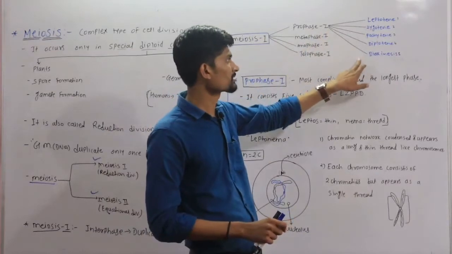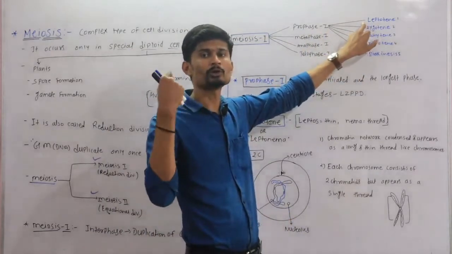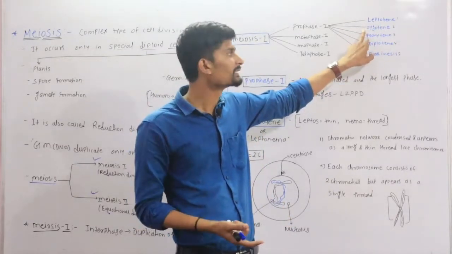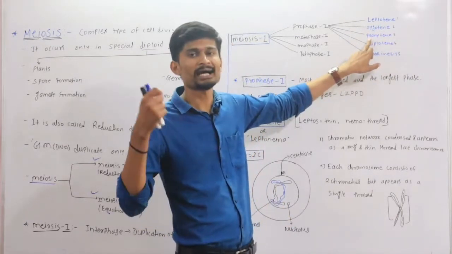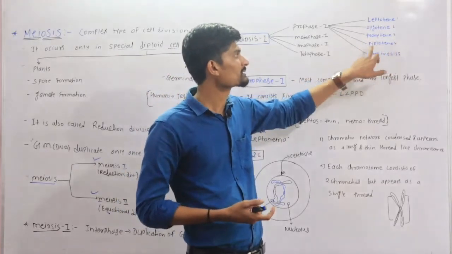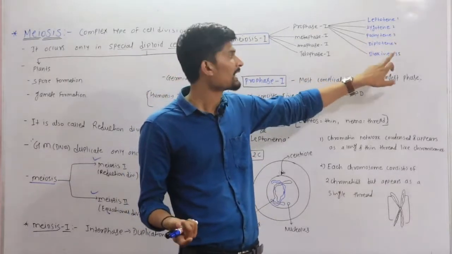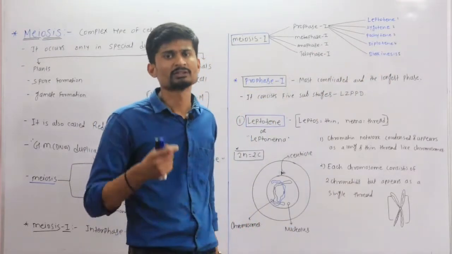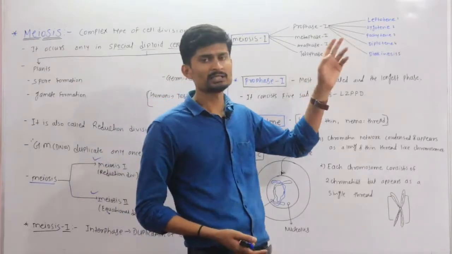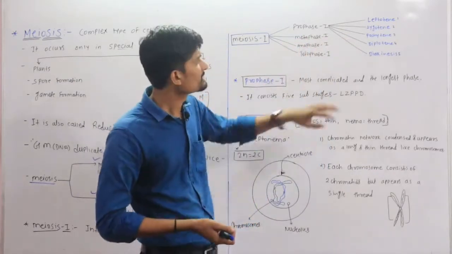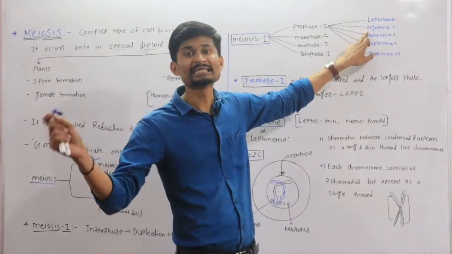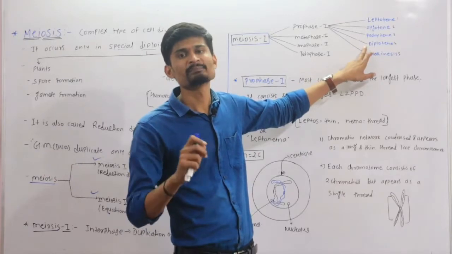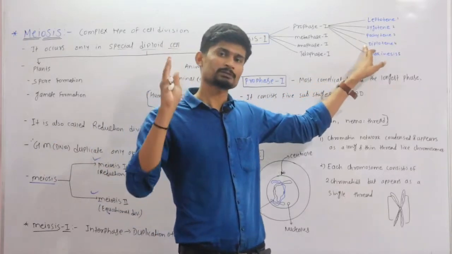Prophase 1 has 5 substages: the first one is leptotene, second is zygotene, third is pachytene, fourth is diplotene, and the fifth and last is diakinesis. Simply repeating: first leptotene, second zygotene, third pachytene, fourth diplotene, and fifth, the last, is diakinesis.